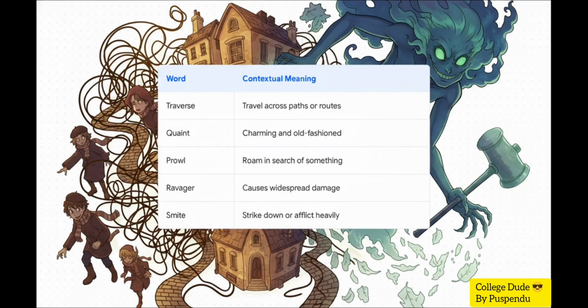The streets don't just cross, they traverse. The village is quaint. Artists prowl for low rents. And Mr. Pneumonia isn't just a sickness, he's a ravager who smites his victims. His word choice dictates the entire atmosphere.